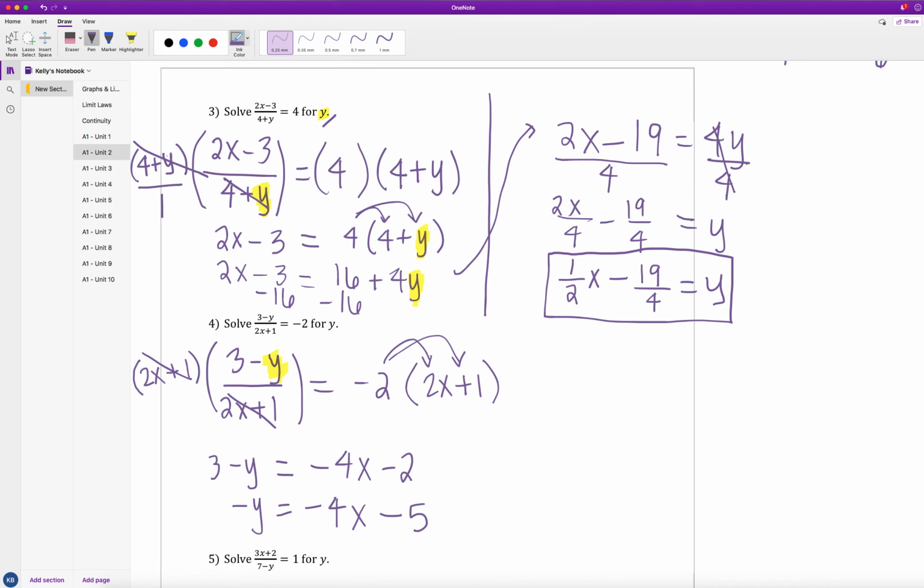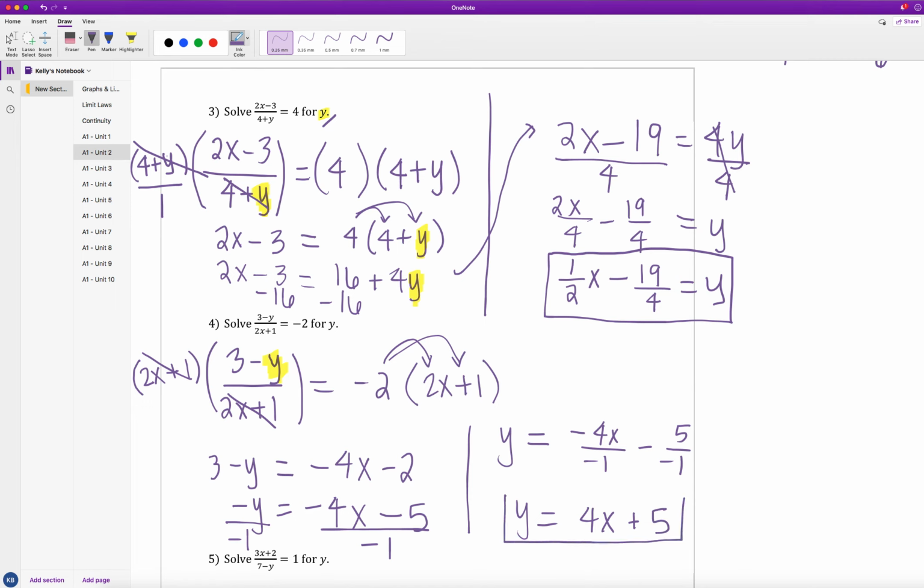The last step I've got to do is get rid of that negative. Remember, that's technically a -1. That's our invisible -1 in front there. So if I divide through by -1 on the left-hand side, that will cancel out and I'll just be left with y equals, but then I have to divide through by -1 on the right-hand side as well, which means I really have -4x over -1 minus 5 over -1. So my final answer then will be +4x plus 5, because dividing a negative by a negative will give us a positive number.